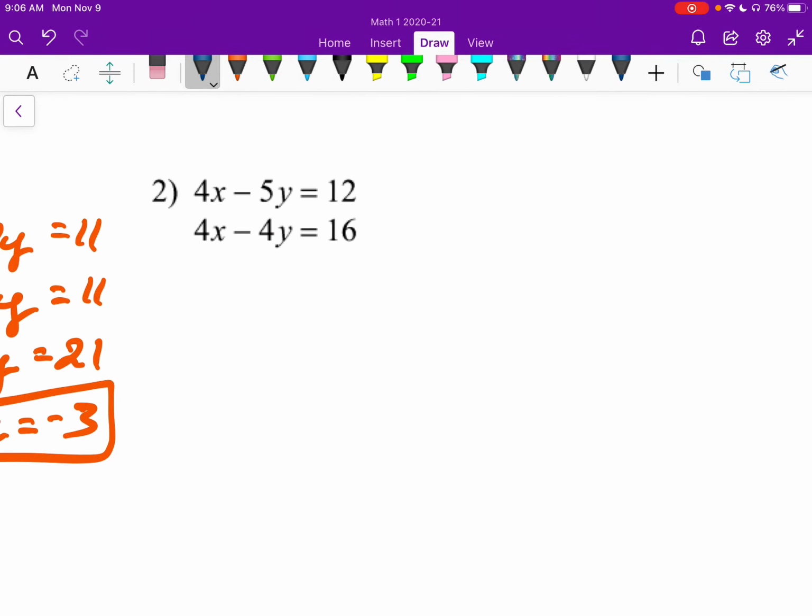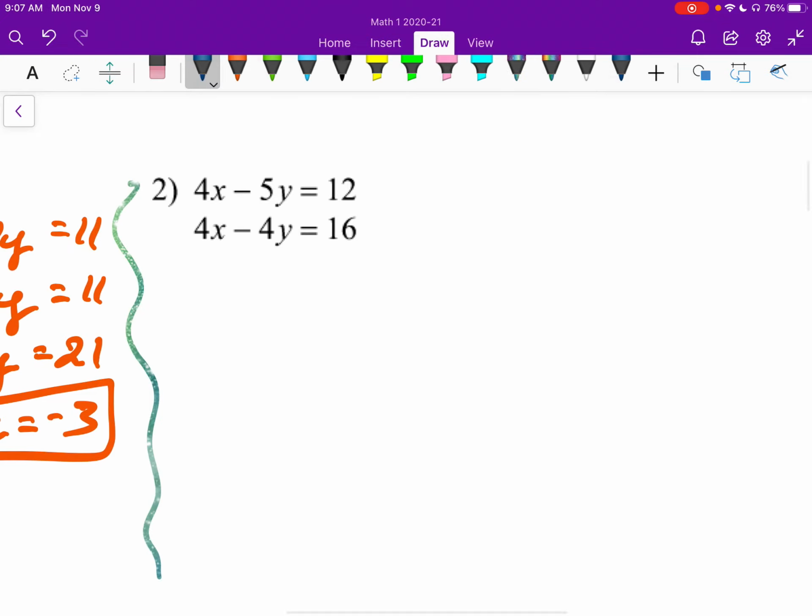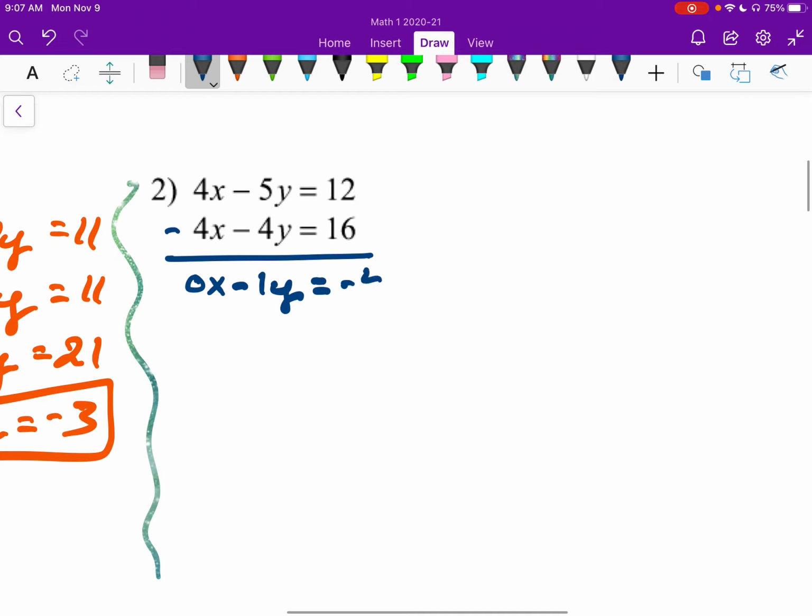So this one here, we look at which variable has the same coefficient, where we could add or subtract them and they'd go away completely. And if we look here, the x's, we have 4 and 4. But they're both positive 4, so we're really going to have to subtract this time. So 4 minus 4 gives me 0x. Negative 5 minus negative 4. So that's really going to be like plus 4, right? So negative 5 plus 4 is going to be negative 1y. And then 12 minus 16 gives me negative 4.